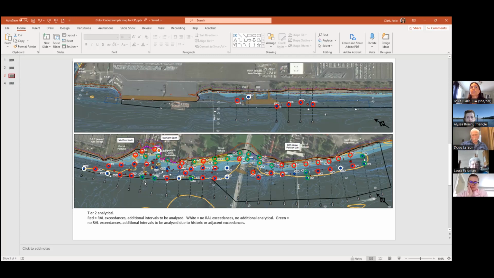The difference is the green ones, we have other information that led us to want more data. And so we are running more intervals in the green cores. And typically this is done because we have historic subsurface data that showed an exceedance. So this is a classic example right here.